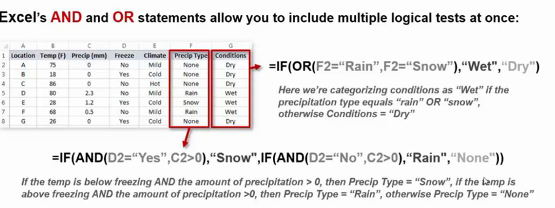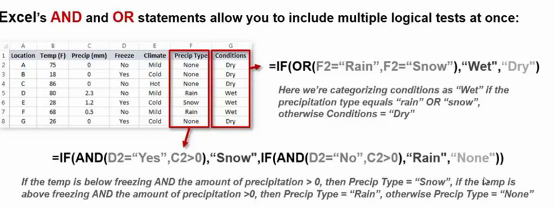In this case, AND(D2="yes", C2>0) means both conditions need to be true for the result to be snow. So, if D2 is yes and C2, precipitation, is greater than 0, it returns snow. Next, the IF statement checks if the temperature is not freezing and there's still precipitation. If D2 is no and C2 is greater than 0, it returns rain. Finally, if neither of these conditions is true, meaning there's no precipitation, it returns none.